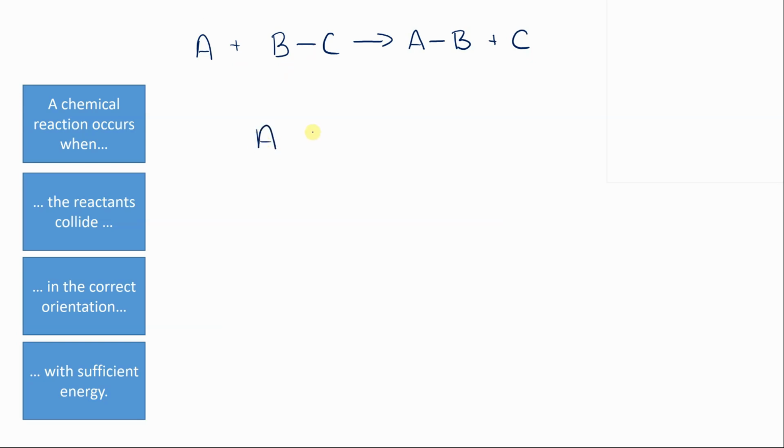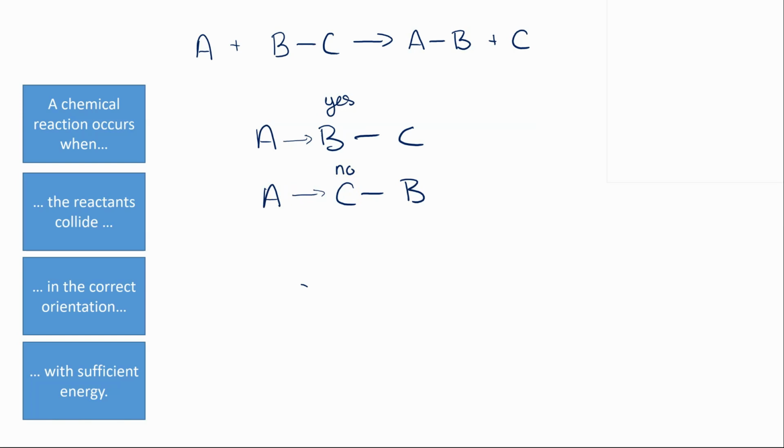If we have A colliding or coming into contact with BC where it's colliding with B, then we can have a reaction occur. But if in contrast A is coming in and it hits C before it comes in contact with B, it can't form its new chemical bond with B, and so a reaction might not occur here. So they have to be in the right orientation when they collide.